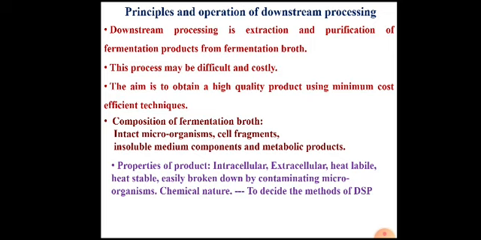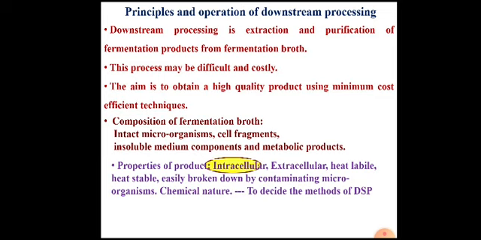Say for example, if the product is highly sensitive to heat, then care has to be taken that the fermentation broth should not be exposed to high temperature in order to avoid its degradation. For example, if the fermentation product is sensitive to contaminating microorganisms, then aseptic conditions have to be maintained in order to prevent the contamination and degradation of the product. So this is how the properties of the product are very important, and which forms the basis to decide the methods of downstream processing.